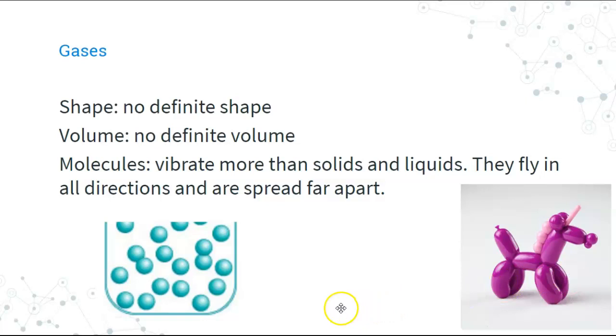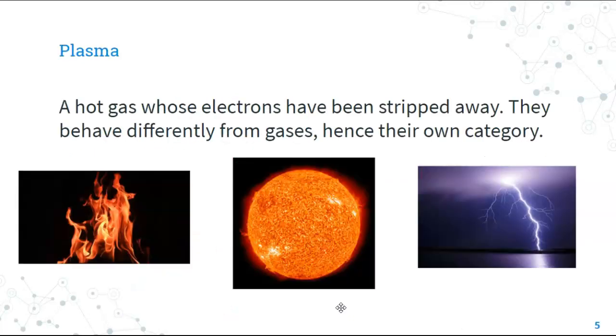If you're noticing the pattern here, if we were to zoom in really, really close, the molecules of a gas vibrate way more than solids and liquids. They fly about everywhere, which is why gases are spread so far apart and they don't have this definite shape and this definite volume. There's another state of matter called plasma.